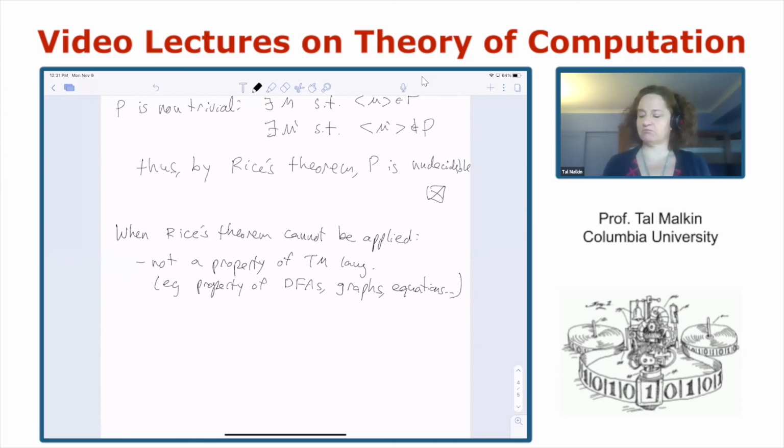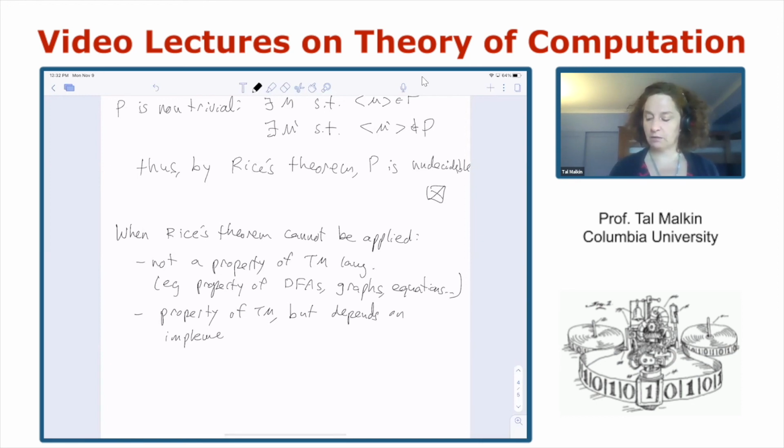But Rice's theorem only applies to languages where, given a Turing machine, you ask what property the language has. Or if it's a property of a Turing machine, but one that depends on the implementation of the Turing machine, not just on the language.